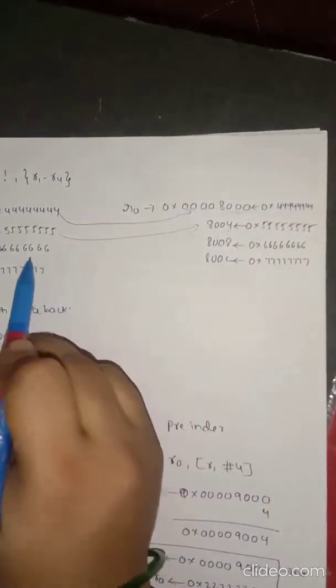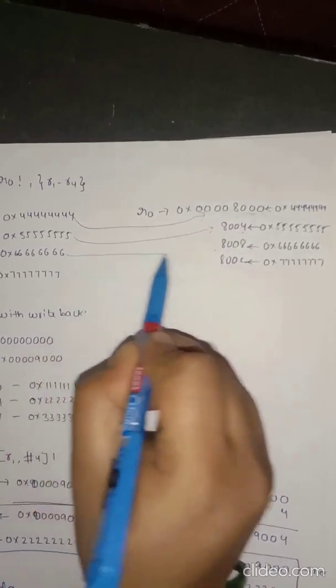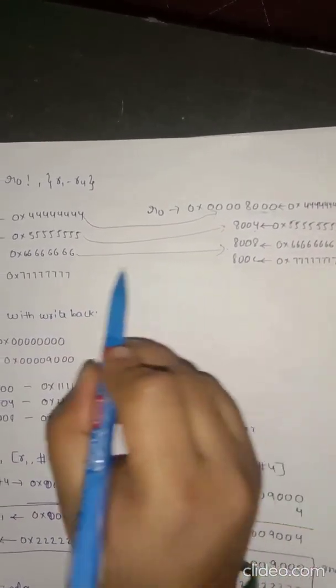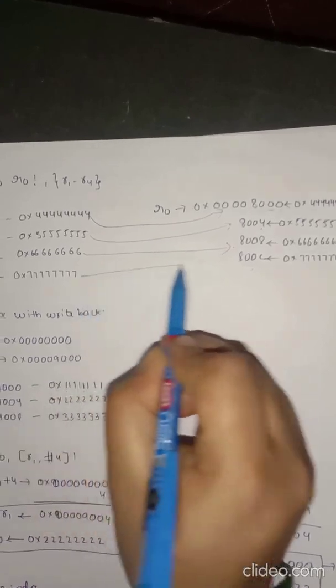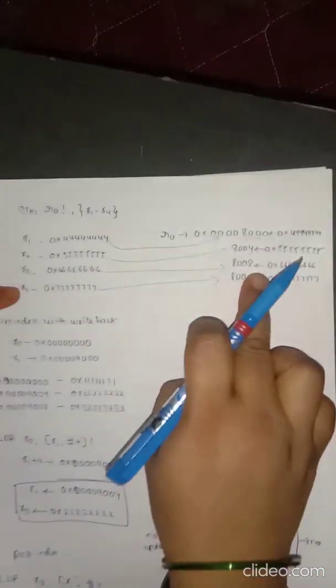That's why I write R2. Next it points to 8008. Now which content should I store? R3. Next again it points to 800C. Again, which contents should I store? R4. It means I am storing R1, R2, R3, R4 to memory.